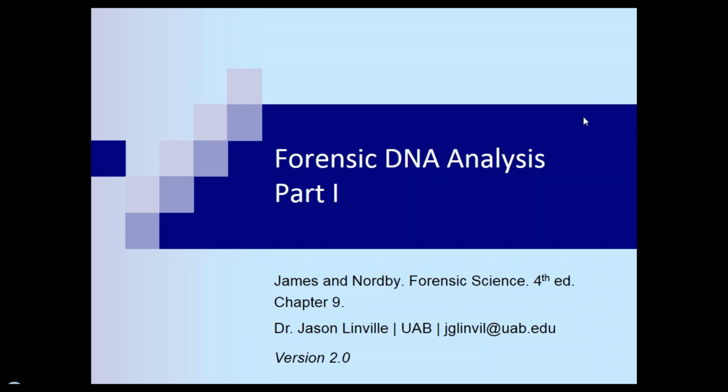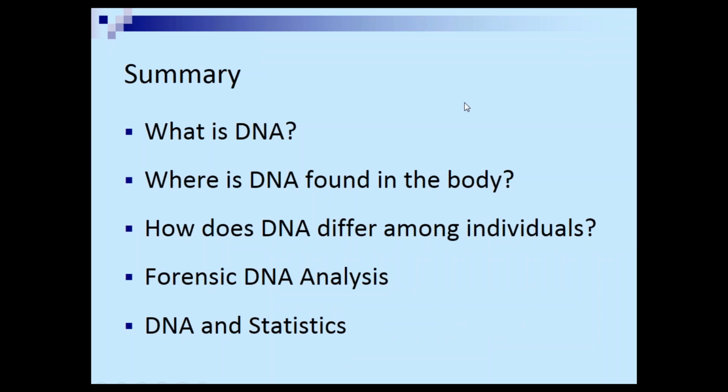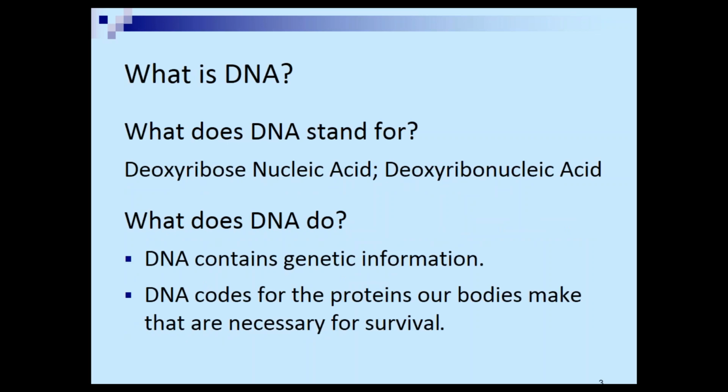All right, so let's go ahead and begin with forensic DNA analysis part one. In this lecture we're going to go over what DNA is, where it is found in the body, and how it is different among individuals. Most of us probably understand that you find DNA at a crime scene and compare it to the suspect, and you can say that blood came from that individual. So in theory, DNA must be different among all individuals. And in part two is where we'll get into the last two bullets, forensic DNA analysis and DNA and statistics.